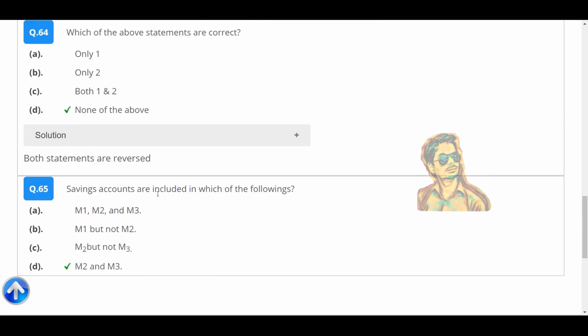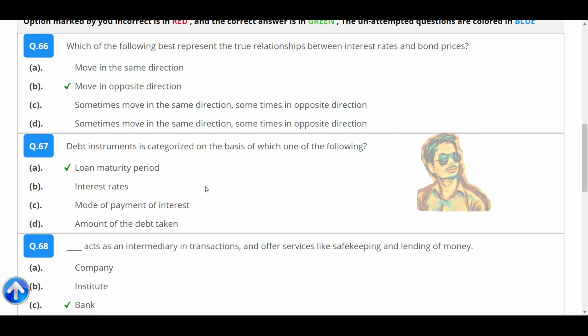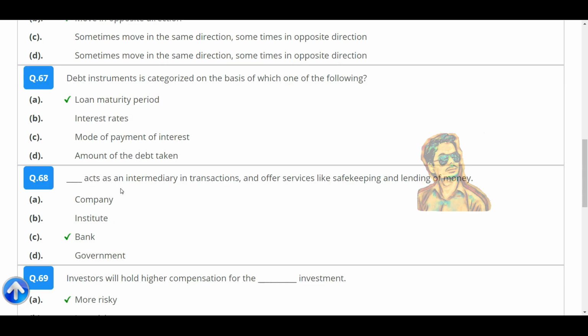Savings accounts are included in which of the following? M2 and M3. Which of the following best represents the true relationship between interest rates and bond prices? They move in opposite directions. Debt instruments are categorized on the basis of which of the following? Loan maturity period. Dash acts as an intermediary in transactions and offers services like safekeeping and lending of money. Bank.